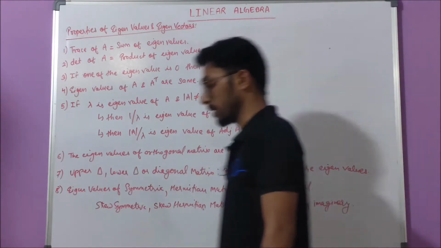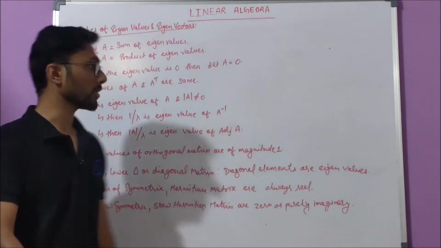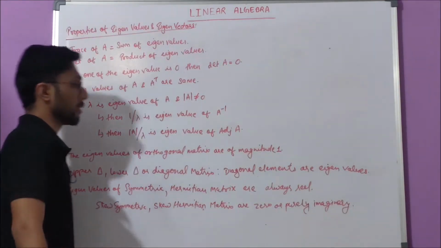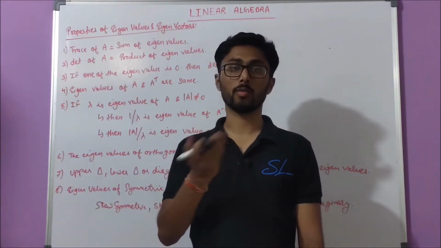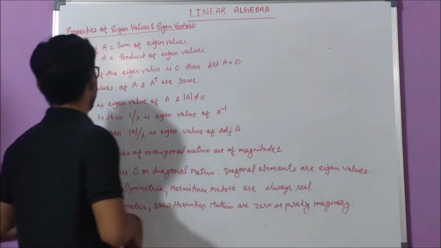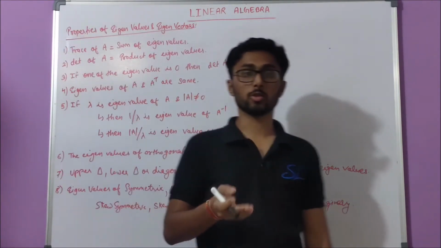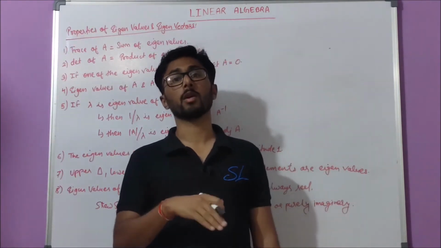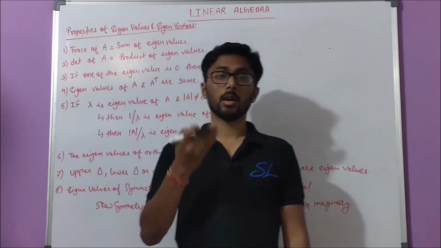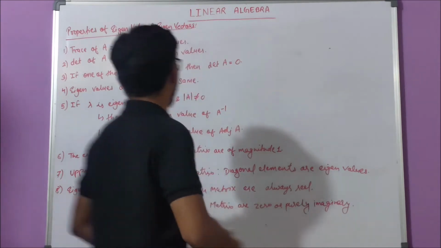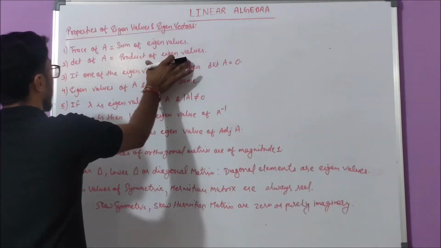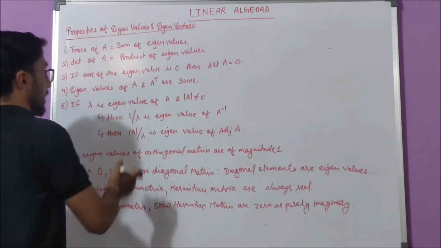So the first result is: trace of a matrix is always equal to the sum of eigenvalues. So you can find the sum of eigenvalues by finding the trace of a matrix. Now the second result is: determinant of A is equal to the product of eigenvalues. So you can find the determinant of A by multiplying all the eigenvalues, or you can get the product of eigenvalues by finding the determinant directly.